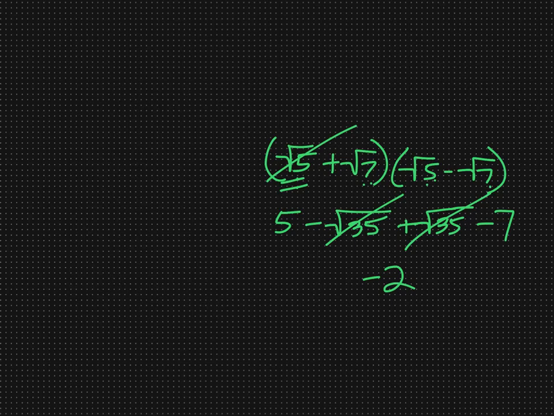So it looks like if you've got a binomial that has a radical in it, the way to get rid of it is to multiply by the conjugate. Did you hear what I just said?